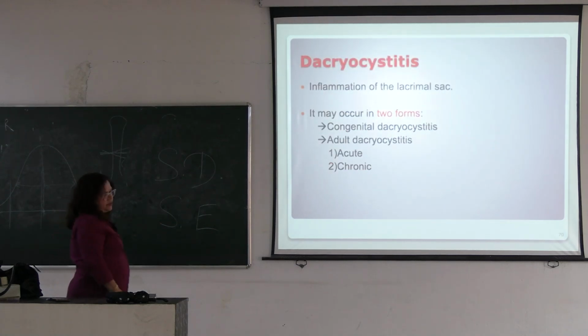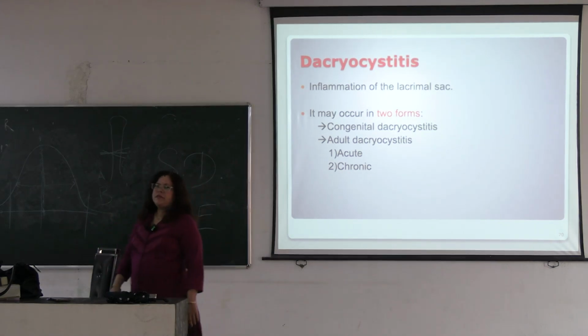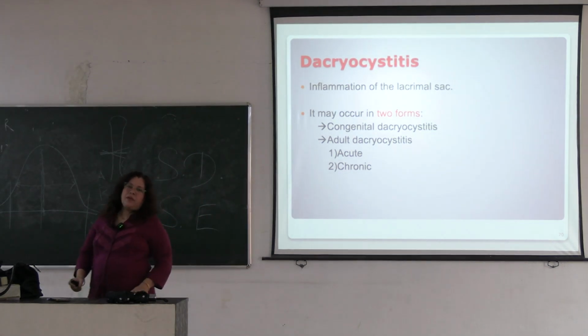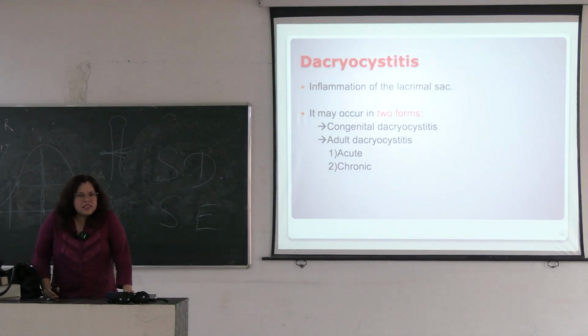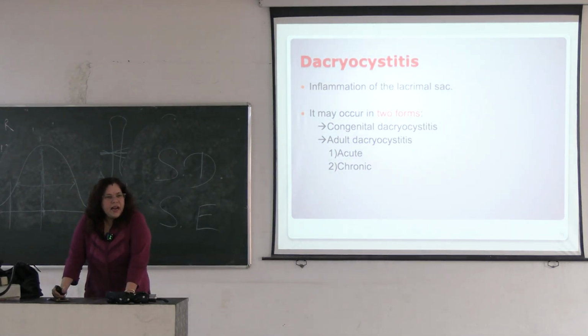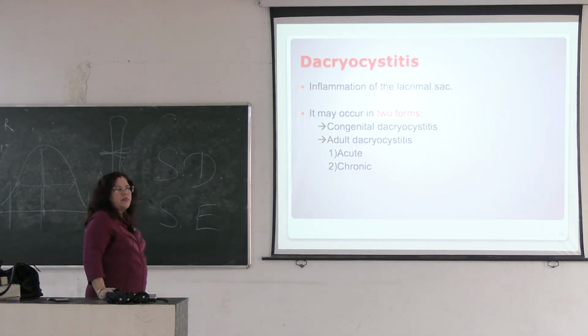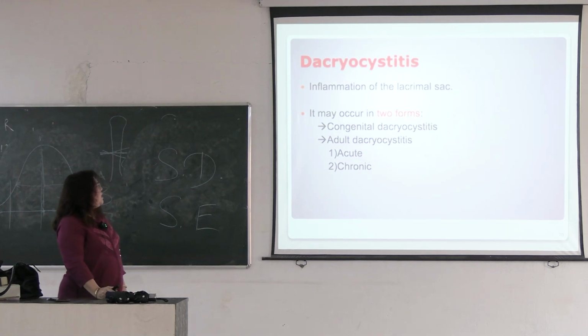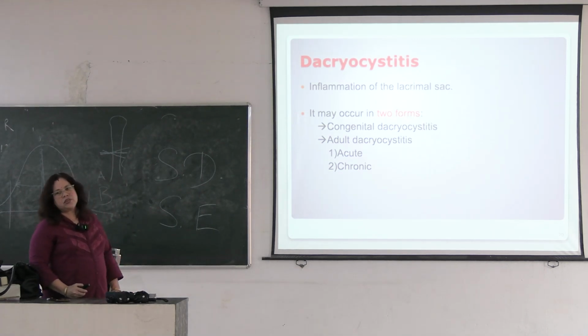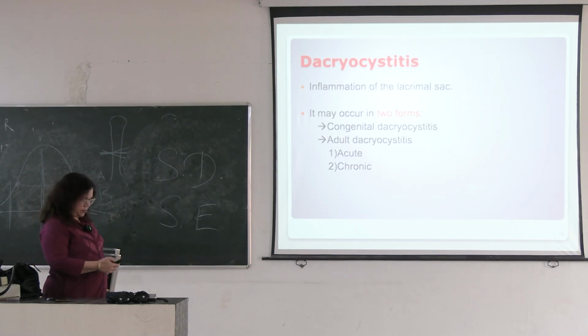Then dacryocystitis. What is dacryocystitis? Inflammation of the lacrimal sac is called dacryocystitis. It may be congenital or adult type. Congenital dacryocystitis is also called dacryocystitis of the infant or dacryocystitis neonatorum. And the other is adult dacryocystitis. Adult dacryocystitis is of two types, acute dacryocystitis and chronic dacryocystitis.